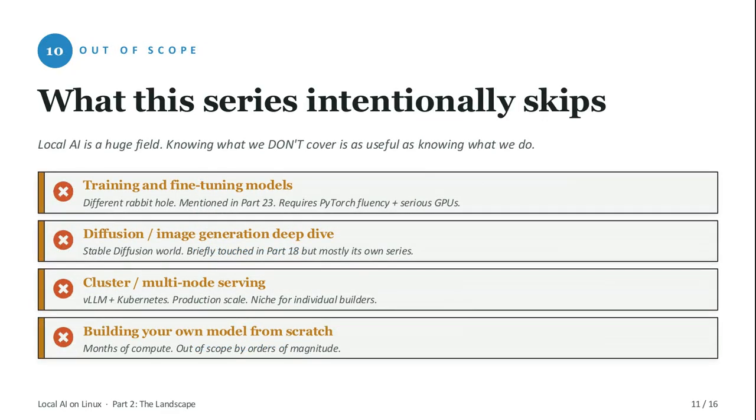Now, a quick honesty check. There are a few big areas this series deliberately leaves alone. Training and fine-tuning is a different rabbit hole entirely, needing PyTorch fluency and serious GPU budget. We touch it briefly in part 23. Diffusion and image generation is its own universe. Part 18 dips a toe in, but Stable Diffusion really deserves its own series. Multi-node serving with vLLM and Kubernetes is production-scale territory, overkill for individual builders. And training a model from scratch? Months of compute, not happening here.